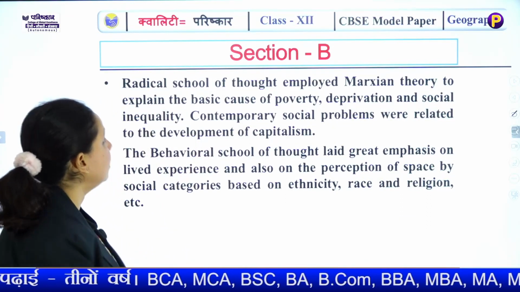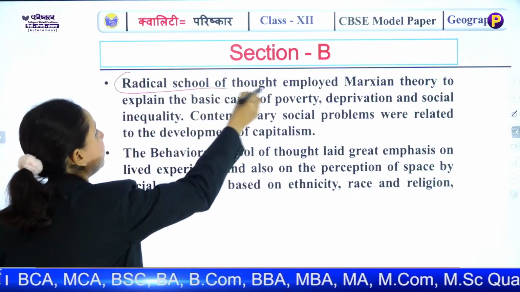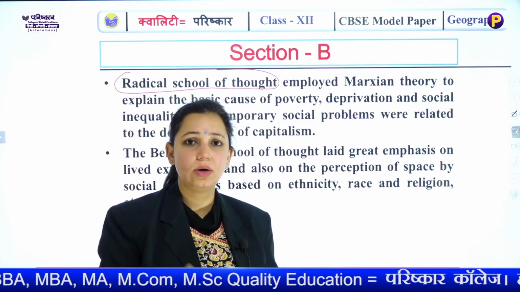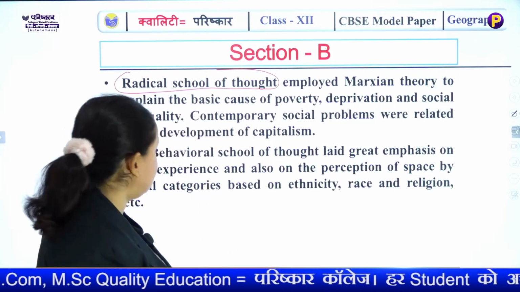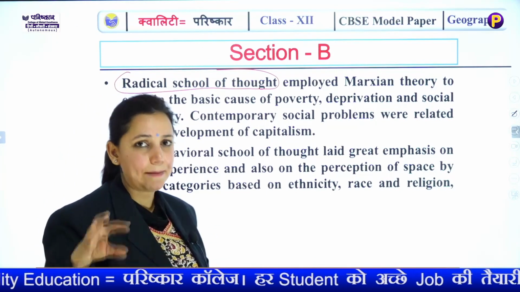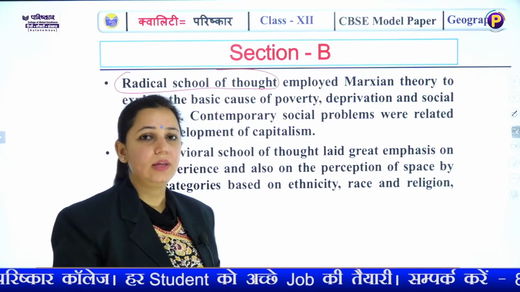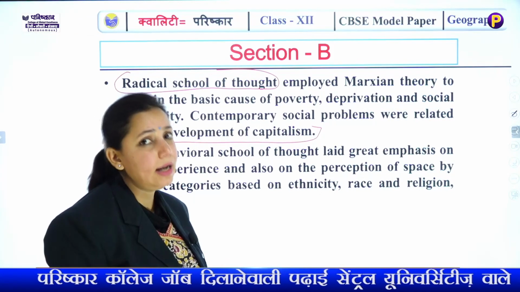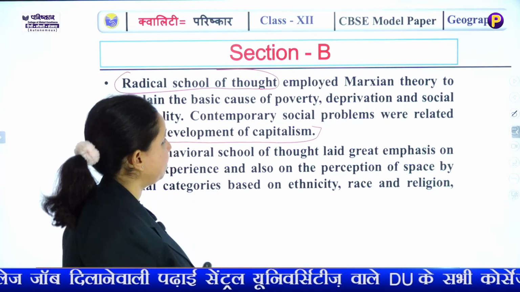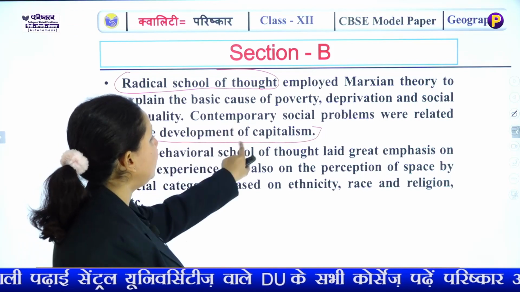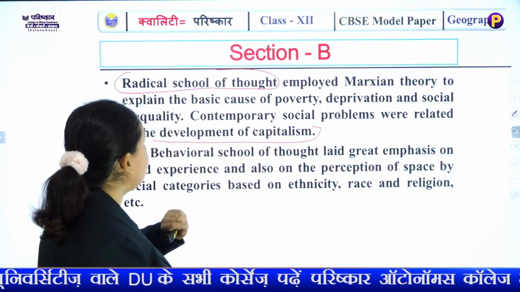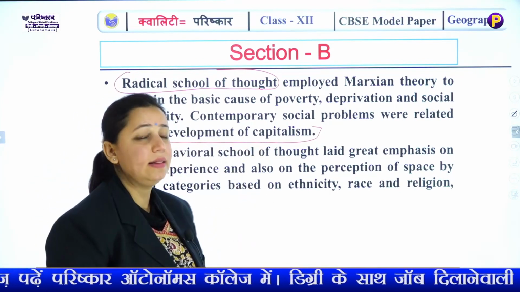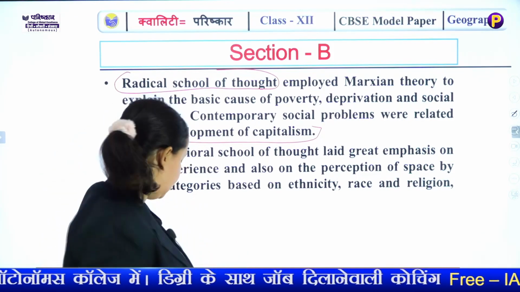The radical school of thought. Now second, what school of thought are we talking about? The radical school of thought talks about Marxist theory. Marxist theory criticizes capitalism, meaning they consider capitalism the evil of all things. They think that capitalism controls the whole market and exploits the laborers and other sections of society. So the basic cause of poverty, deprivation and social inequality is capitalism. So it is all related to the development of capitalism, and they preach for a just and equal society.